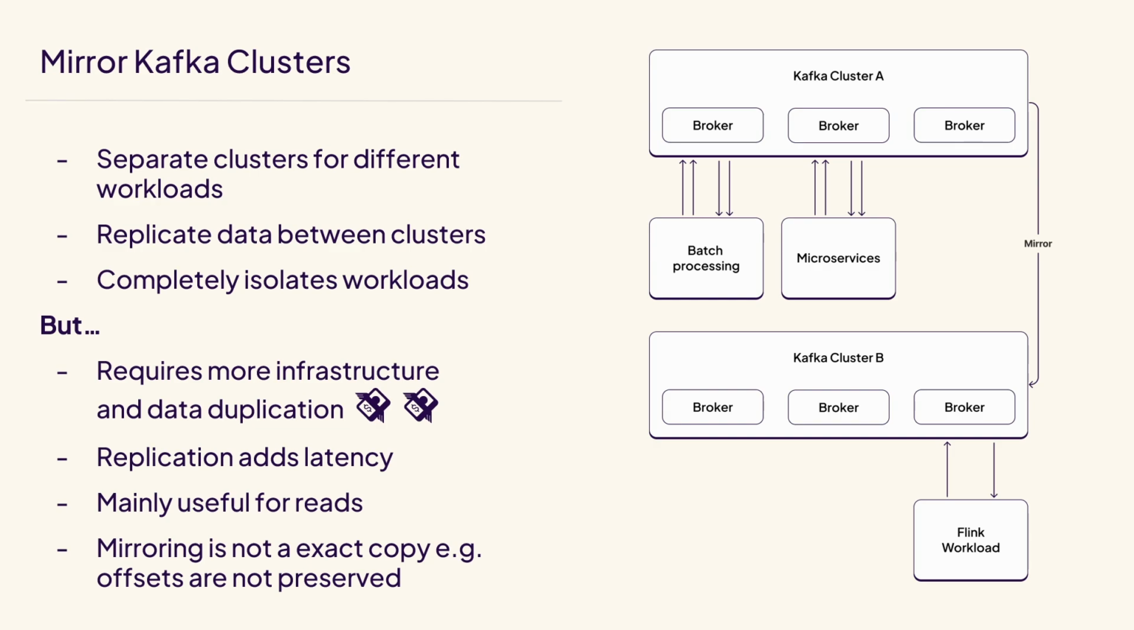In the diagram, you can see that you will have a Kafka cluster A with your batch processor and the microservices running and producing to it. But then in the second one, you have your Flink workload. So you can make sure that you will not suddenly get interferences with your batch processor.